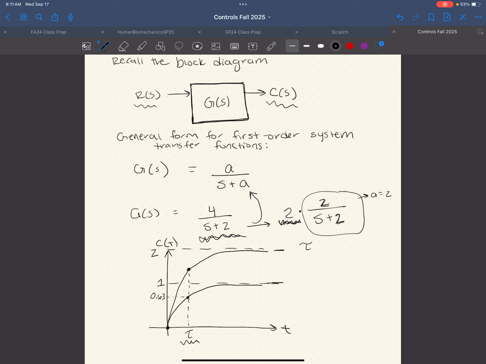All right, so I'm just going to make a note here that multiplying by a constant gain does not change the time response characteristics.